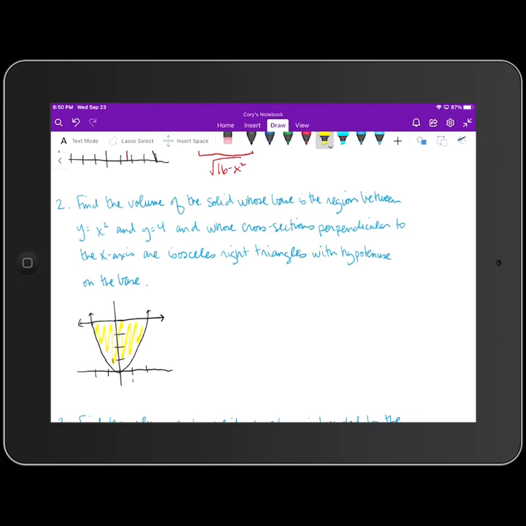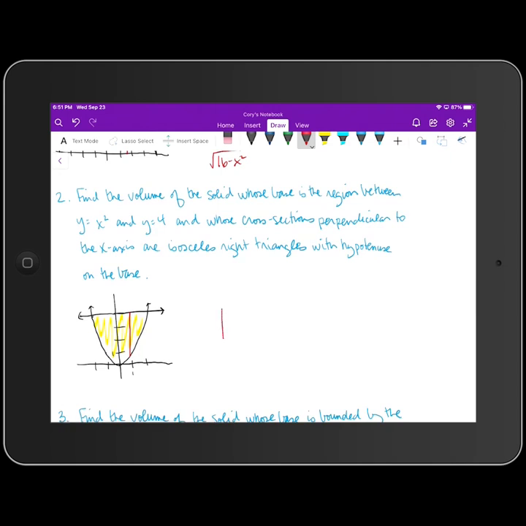Okay. And then what we're doing is we're going to draw cross sections perpendicular to the x-axis. So I'm going to do this in red. It is going to be an isosceles right triangle with hypotenuse on the base. So that's the segment in red. That's going to be the hypotenuse of your right triangle. And then the two legs are going to pop up off the screen out at your face. So what I'm going to do here is draw that cross section over to the right.